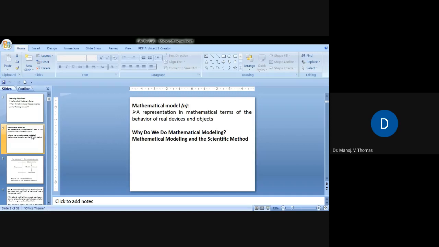So what is a mathematical model? A representation in mathematical terms of the behavior of real devices and objects. So where do we need this mathematical modeling? Mathematical modeling is required everywhere. Everywhere in the sense, say for example, you want to build something, you want to construct something.